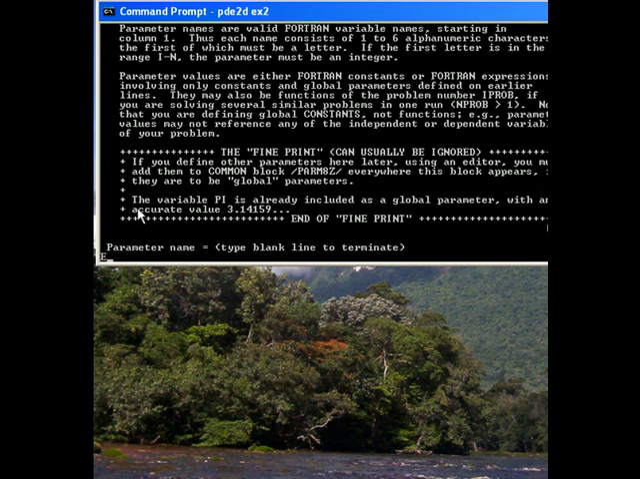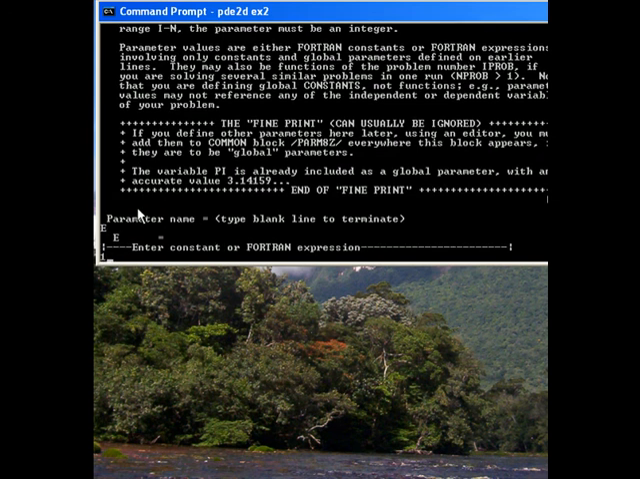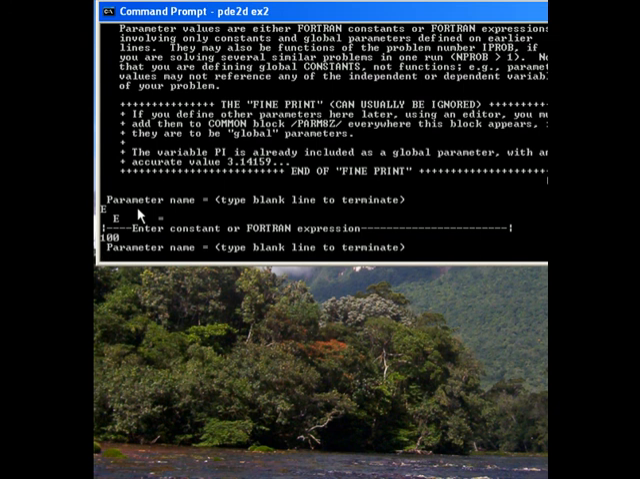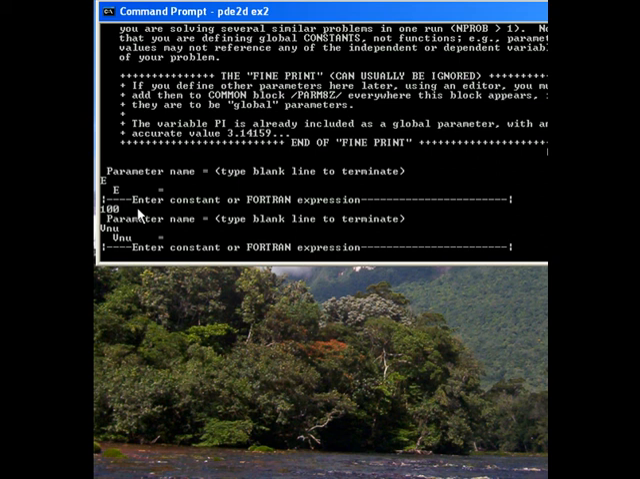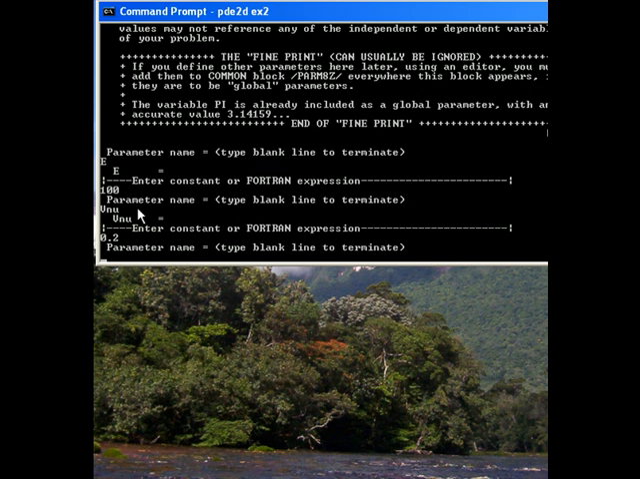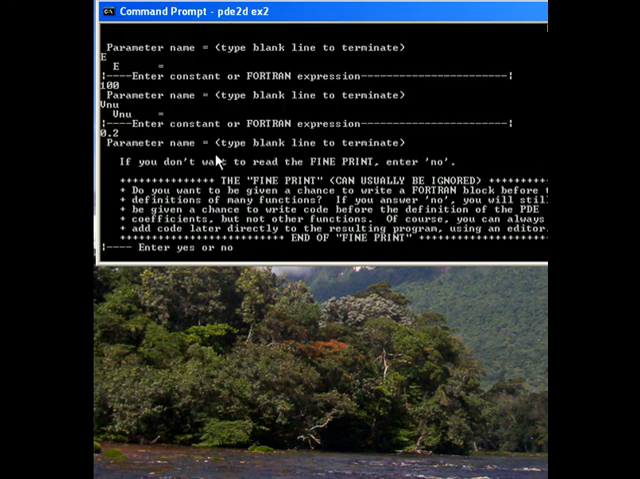Okay, parameters. We want the elastic modulus to be 100. We want the Poisson ratio, which I'm going to call nu. Nu equals 0.2. And I guess those are the only parameters we have here.